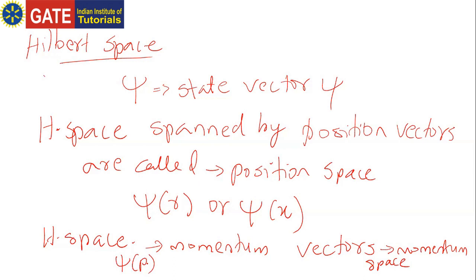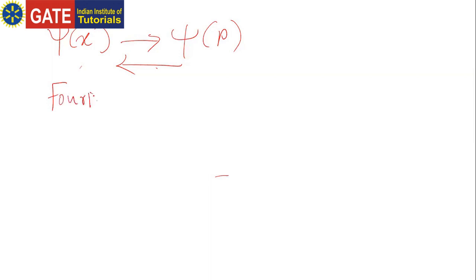Now the task is, we are going to change psi of x, position space, to momentum space, or momentum space to position space. For the transformation, we can use Fourier transformation.